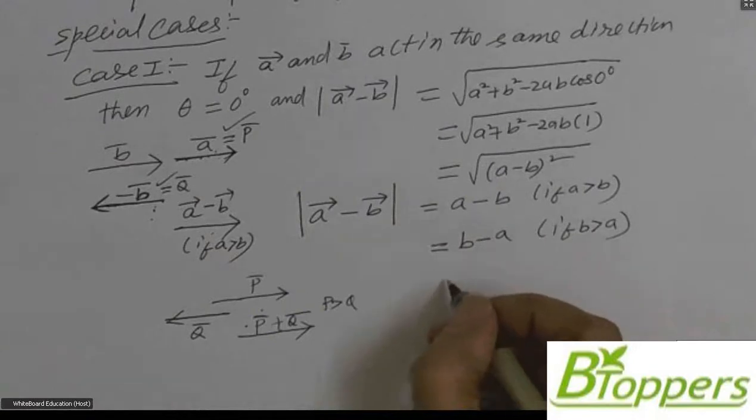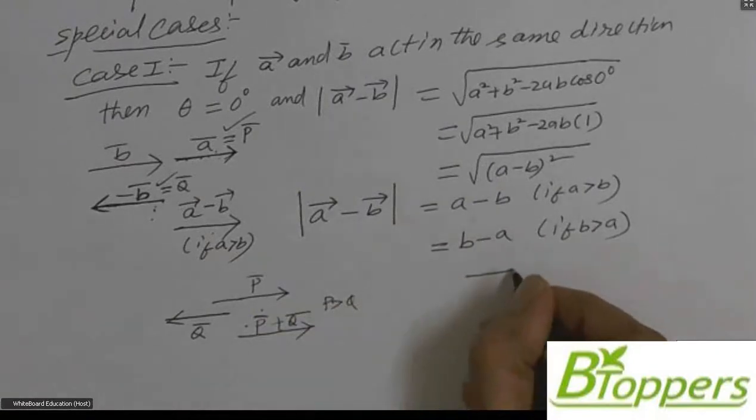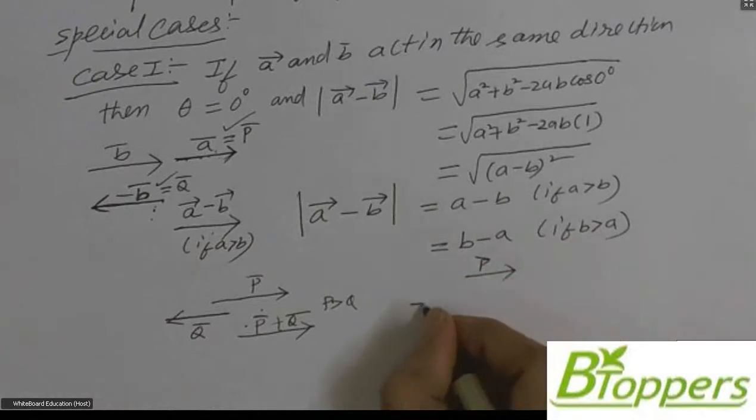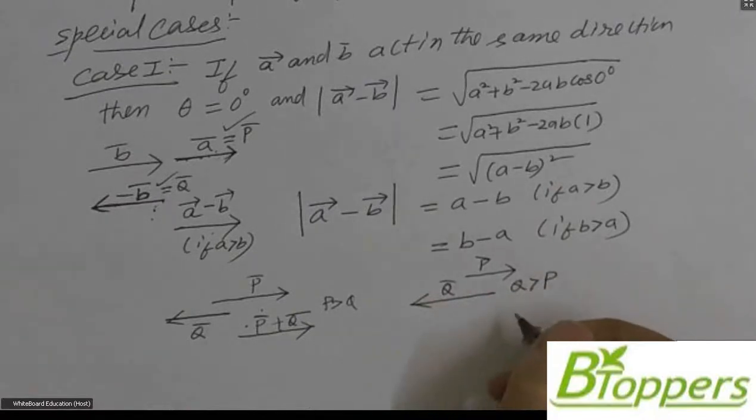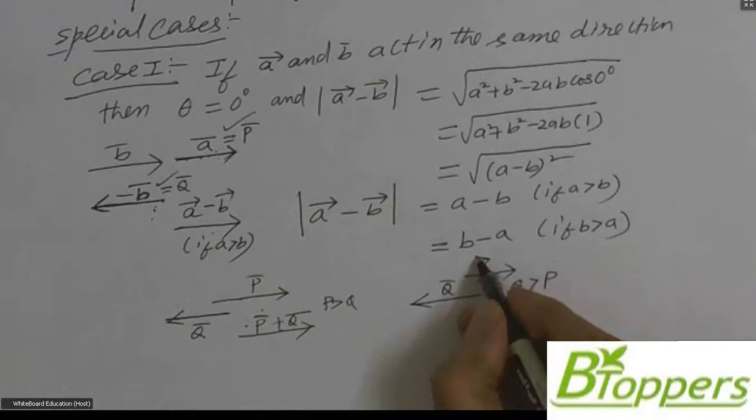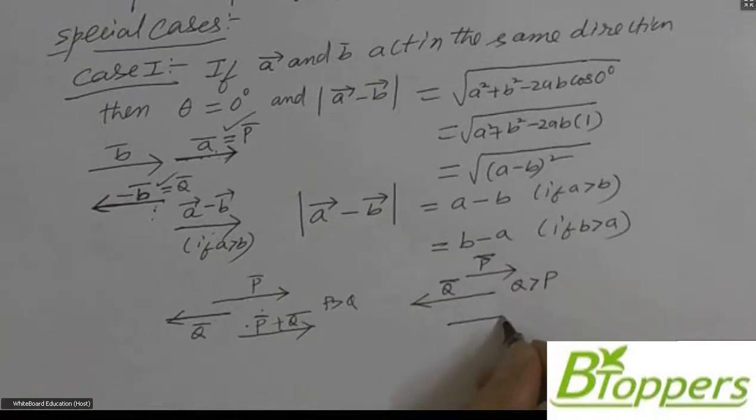Suppose, as I discussed in the past, two vectors P bar and Q bar act in opposite directions such that magnitude of vector Q bar is greater than magnitude of vector P bar. Then what will be the direction of the vector sum P bar plus Q bar? As I discussed, when two vectors act in the opposite direction, the direction of the vector sum of P bar and Q bar will be in the direction of the vector with greater magnitude. That means it will be in the direction of vector Q bar.